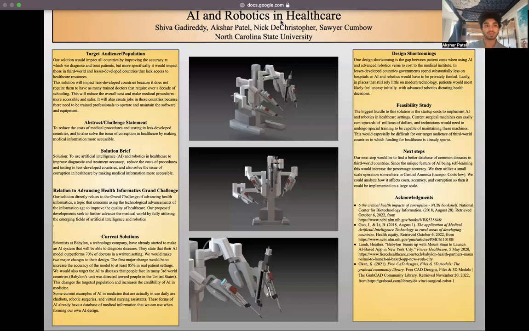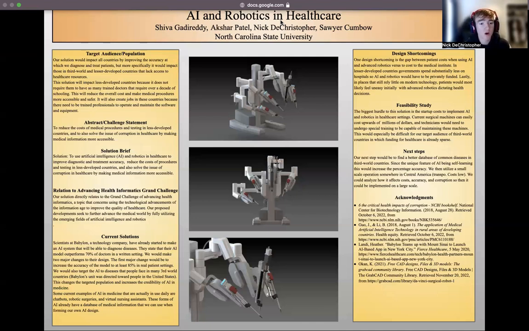The challenge statement that we have is to reduce the cost of medical procedures and testing in these less developed nations, and to also solve the issue of corruption in healthcare and open a new sector of jobs by making medical information more accessible. Our solution is to use artificial intelligence, also known as AI, and robotics within this healthcare system to provide more correct diagnostics and treatment accuracy, reduce the cost of these procedures and testing, and solve the issue of corruption in healthcare by making this medical information more accessible and widespread to the general public.